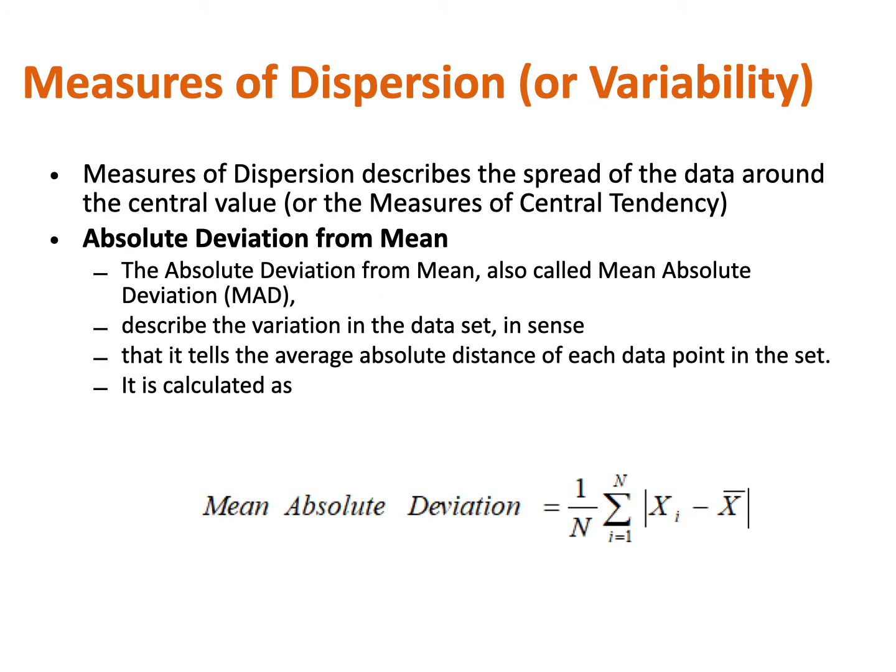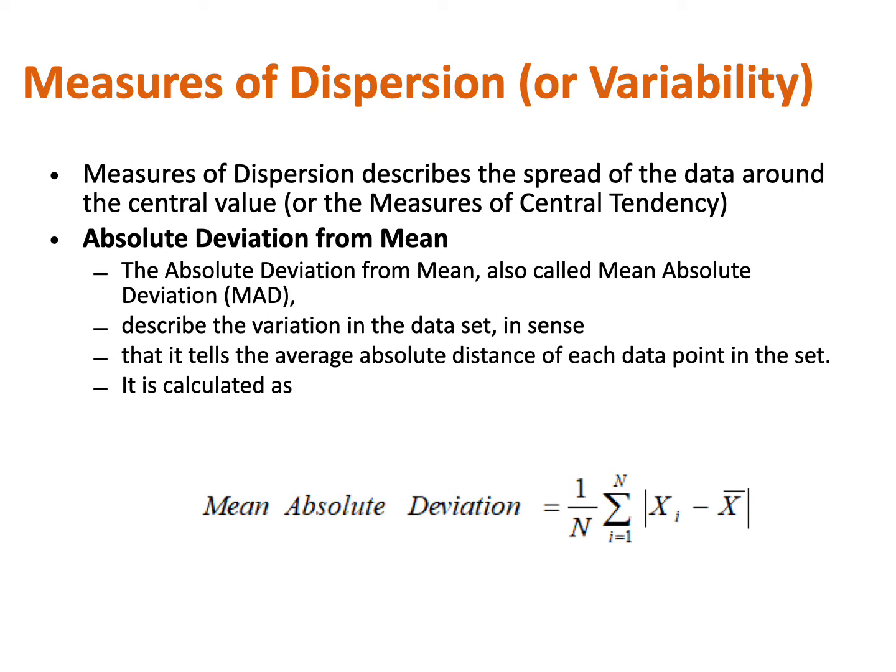The measure of dispersion or variability describes the spread of the data around the central value. The first one is the absolute deviation from the mean, also called the mean absolute deviation. It also describes the variation of a data set, and it tells the average absolute distance of each data point in the set, and we calculate it with this expression.